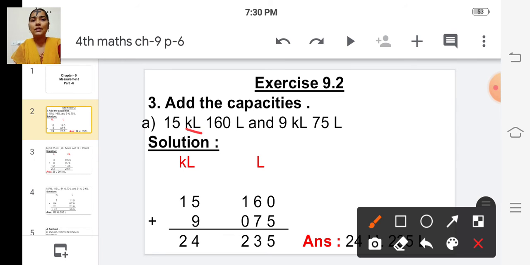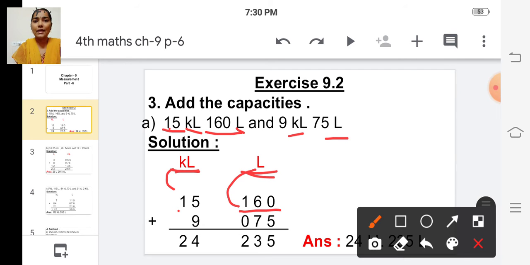So the units are kiloliter and liter. Here also kiloliter and liter. So separate the units kiloliter and liter, and write the values below these units. First one is 15 kiloliter, so write 15 below this kiloliter. And 160 liter, so write 160 below this liter.